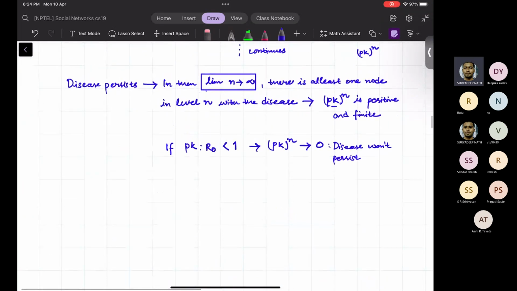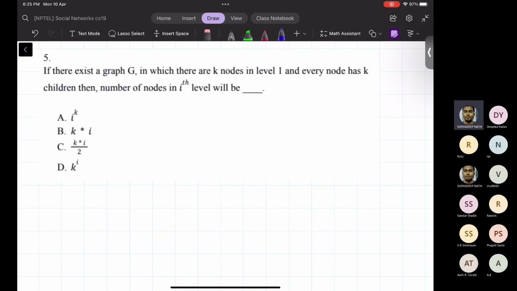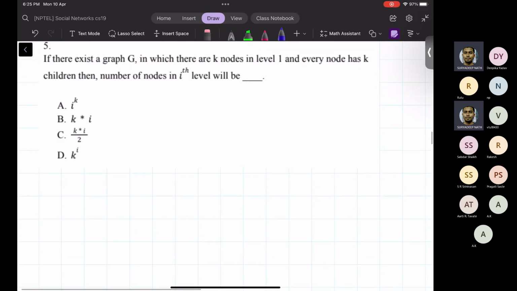Okay. Let us move on to the next question. Coming to question number 5. If there exists a graph G in which there are k nodes in level 1 and every node has k children, the number of nodes in the ith level will be? So it's again similar to the previous question. You have a graph G. Let's say it starts with one node, and there are k nodes in level 1.